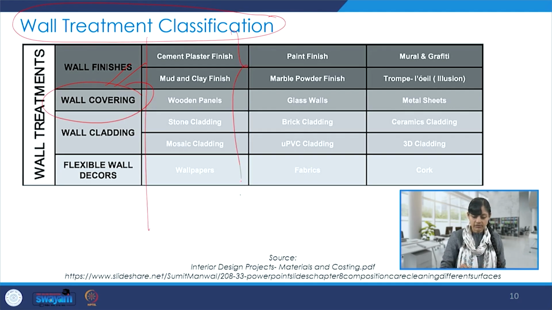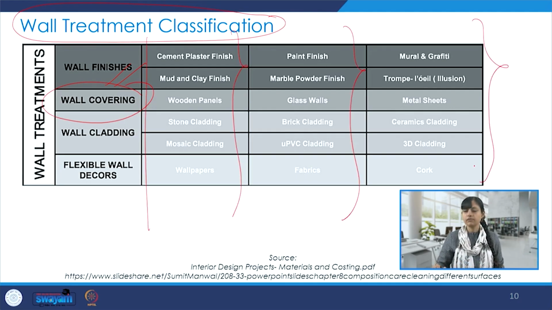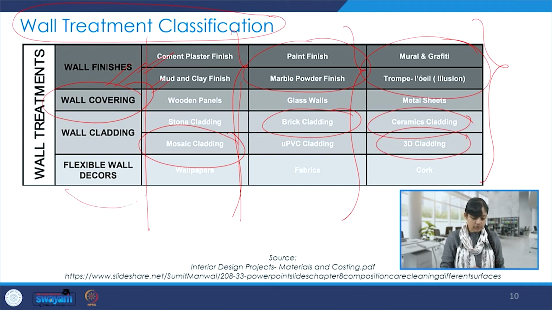And within that, we have diverse options available: cement plaster finish, mud and clay finish, paint finish, marble powder finish, mural and graffiti, illusion. There are wooden panels, there is stone cladding, there is mosaic cladding, cladding which is done with the help of bricks, ceramic cladding. There is also something known as 3D cladding, which is quite popular these days. And then when we talk about flexible wall decors, of course, we see the mention of wallpapers, fabrics, cork, and many other kinds of material and finishes.